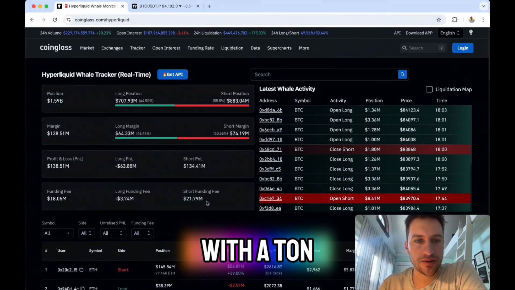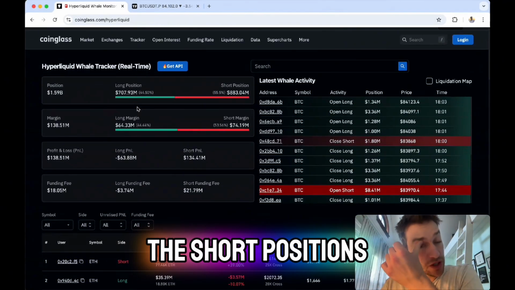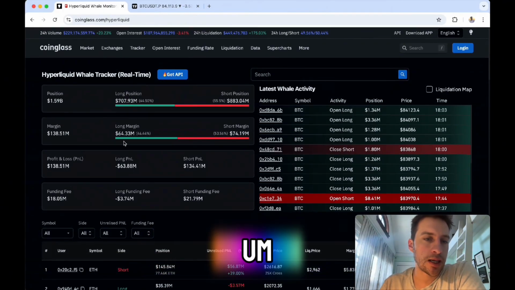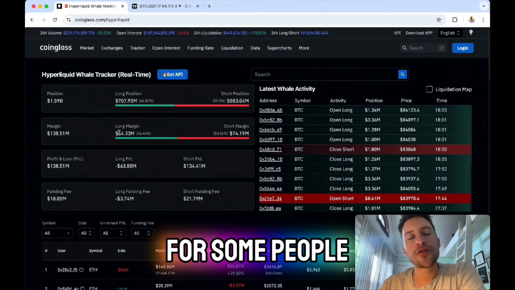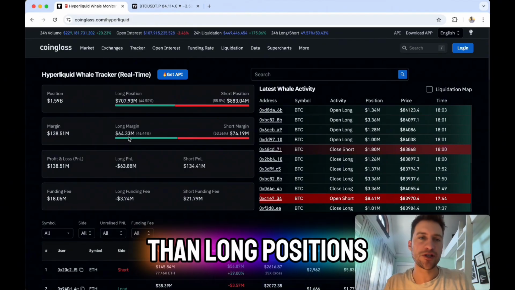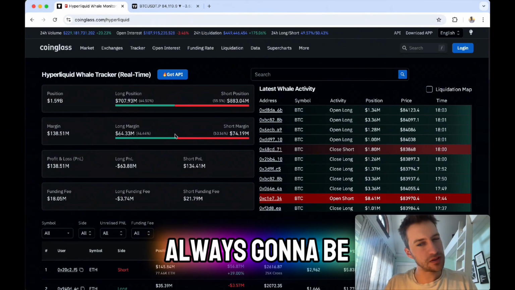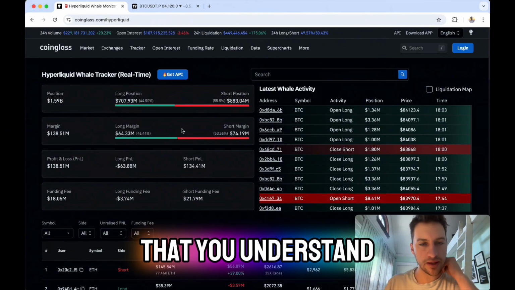to the point with a ton of alpha, you can see here these are the long positions versus the short positions via open interest. For some people that might be confused, like, wait, why are there more short positions than long positions? The counterparty is going to be a liquidity pool. Therefore, these are not always going to be 50-50. So I hope that you understand that.